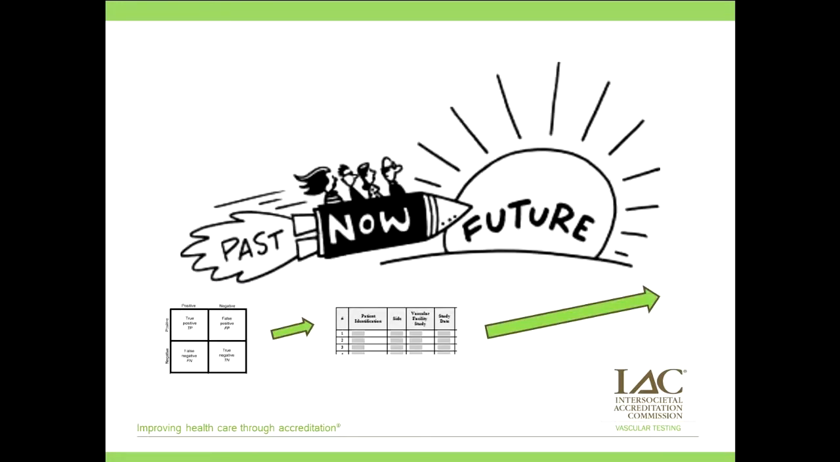Today we're going to talk specifically about quality improvement. Historically, you may recall we did these matrix types of things where true positive, true negative, those types of things. And then we advanced over the last few years to filling out the log only and not doing the matrix. And now today we're moving forward even beyond the log.